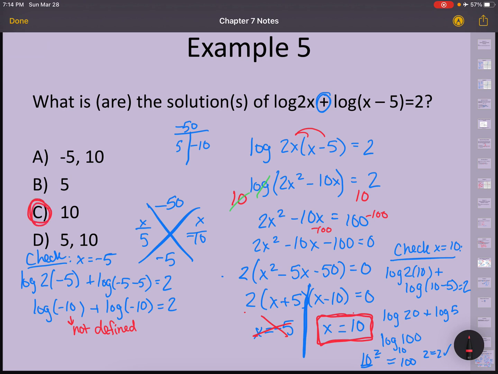So make sure that when you have to factor, you plug in both of the roots or x values to see if they both work, or one might be extraneous.